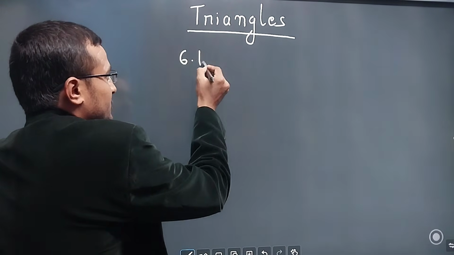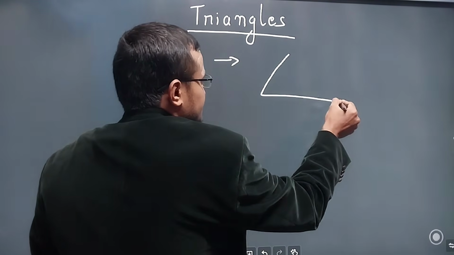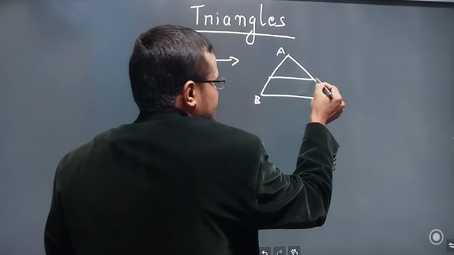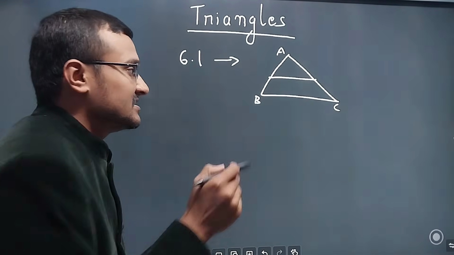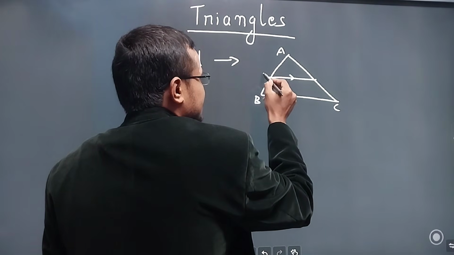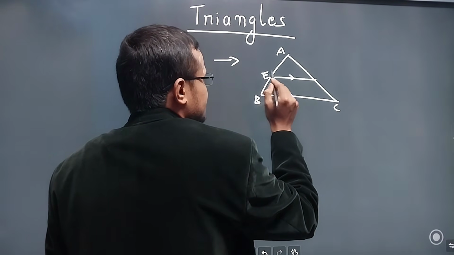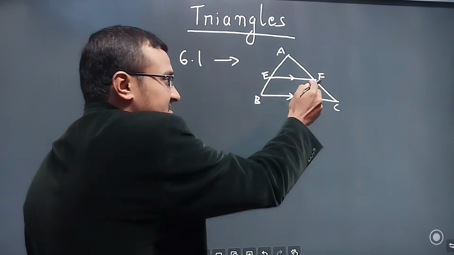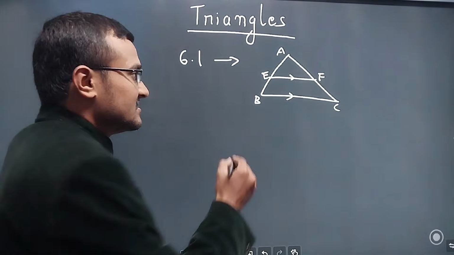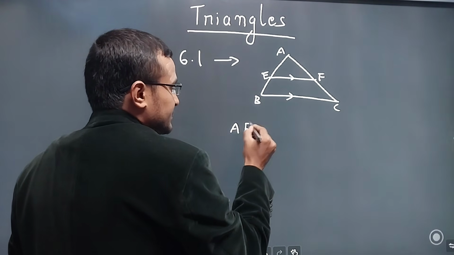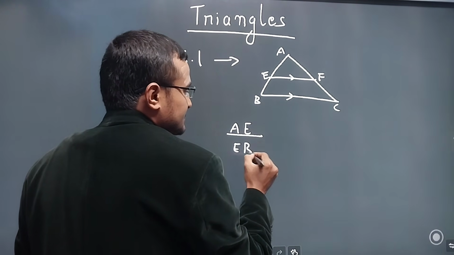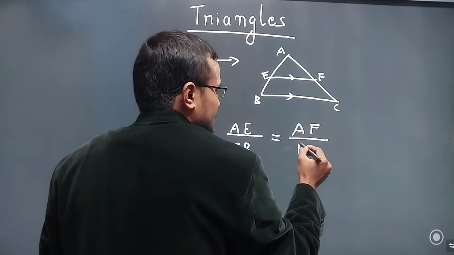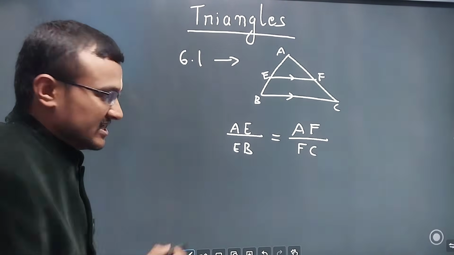In theorem 6.1, what we discussed was, if there is a triangle named ABC, and there is a line parallel to BC, intersecting AB at E and intersecting AC at F. If this line EF is parallel to BC, then the ratio AE by EB is equal to the ratio AF by FC. So this was our theorem 6.1.